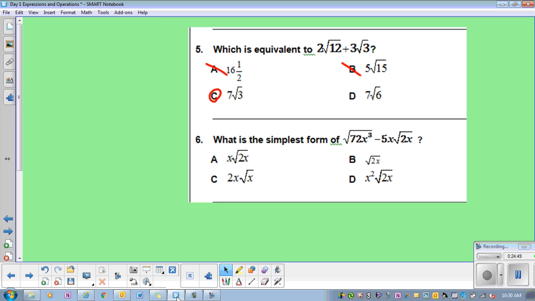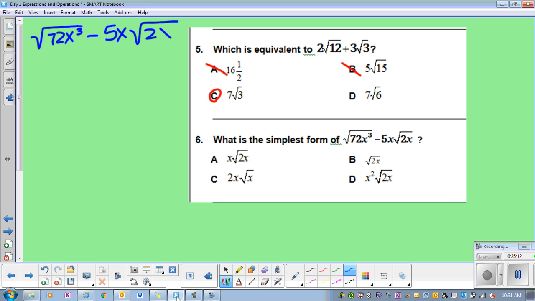All right, so look at the next one. What is the simplest form of that? I'm going to tell you, I tried the shortcut calculator version for this. It's not worth it. It's way too long. It's just way faster to do this by hand. You ready? You have square root of 72x cubed minus 5x root 2x.